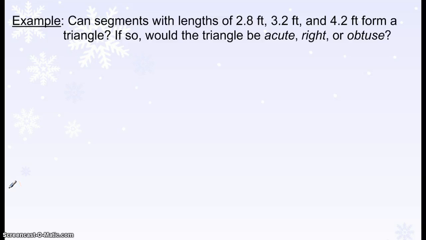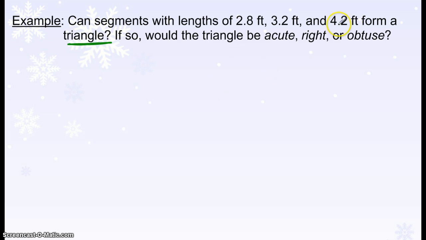All right, so let's give one of these a try. It says, can segments with lengths 2.8 feet, 3.2 feet, and 4.2 feet form a triangle? And if so, would the triangle be acute, right, or obtuse? So the first part of the question that we need to answer is, can it form a triangle? We just need to know, can it form a triangle in general?